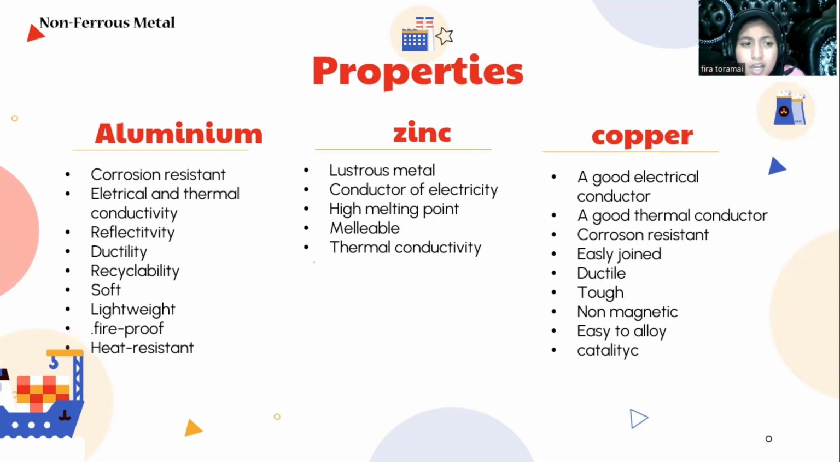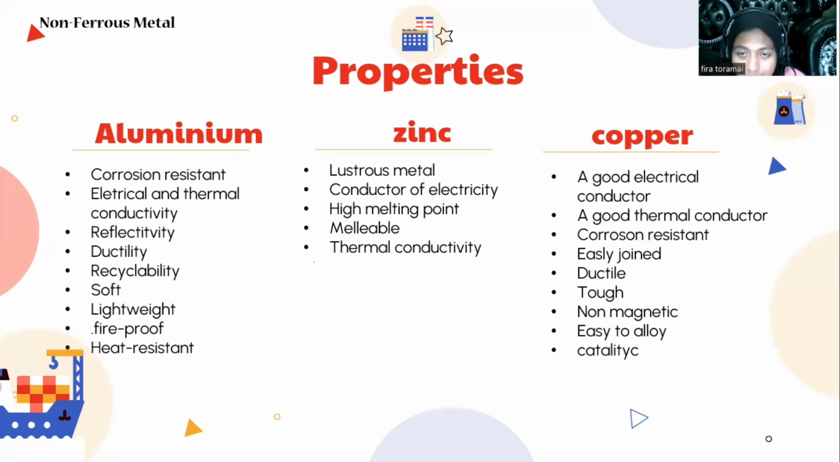Okay, properties. So aluminum properties are corrosion resistance, electrical and thermal conductivity, reflectivity, ductility, soft, fireproof, and others. So properties of zinc. Zinc is a lustrous metal, a conductor of electricity, with a high melting point and good thermal conductivity.